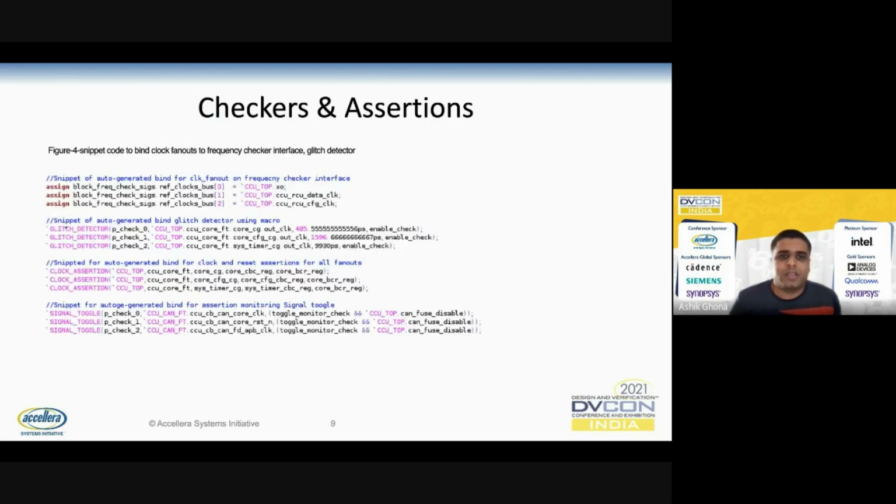So this slide is showing how clock fan out is given to the virtual interface, which is used by the clock frequency checker class. Similarly, we have a glitch detector macro, which is detecting glitches on all the interesting clock and reset fan outs. So clock assertion macros are detecting various clock and reset properties. Basically, using this methodology, we can bind such assertions using the XLS format and parsing it.